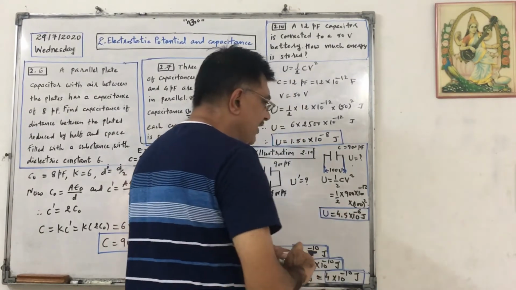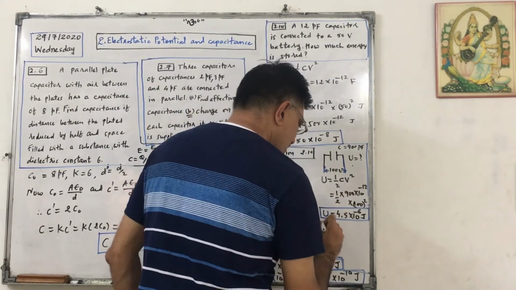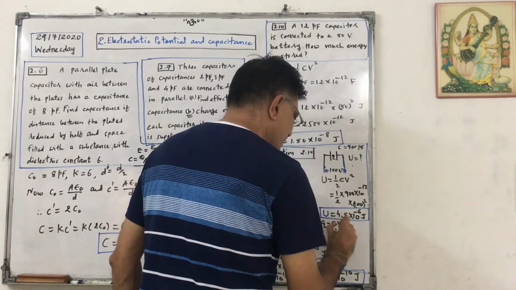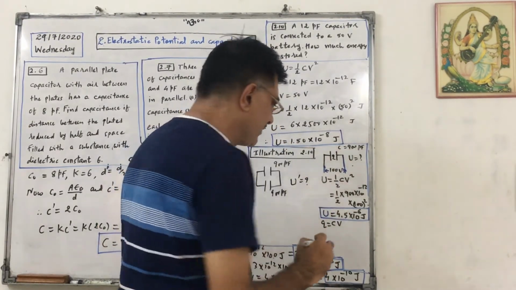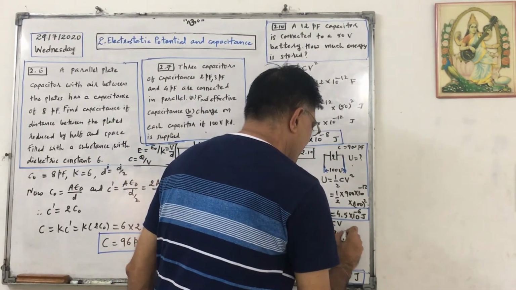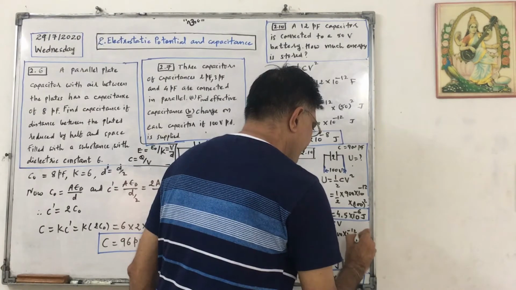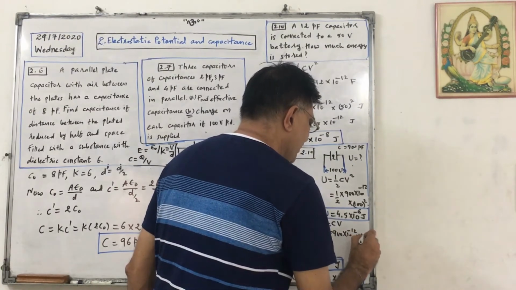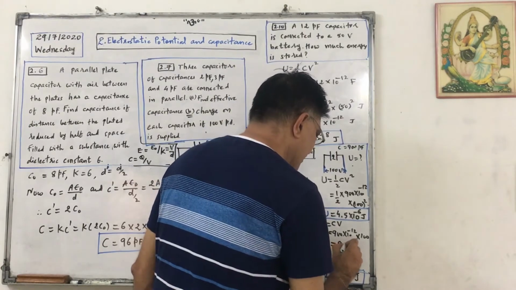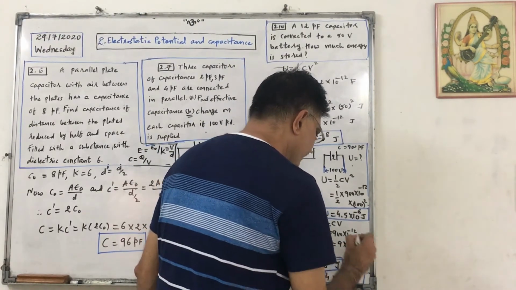We can also find out Q. Q here is C into V, because C equals Q by V. So I can write it like this: C is 900 into 10 raised to minus 12 into V, that is 100. Okay, so it is 9 into 10 raised to minus 8 coulomb.